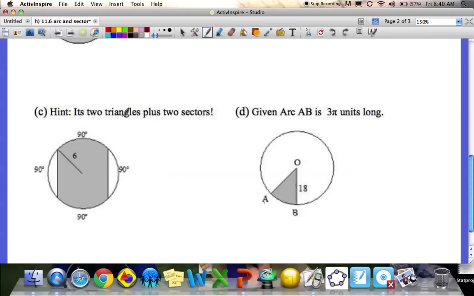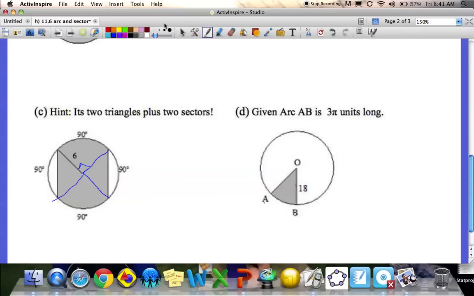Hint, it's 2 triangles plus 2 sectors. So this is the only diagram you're given: 90 degrees, 90, 90, and 90. Notice that 90 times 4 is 360 degrees, so each of these is a quarter of the circle. So when in doubt, draw in radii. If I draw those in, and each of these are equal pieces, that would force these to be right angles.